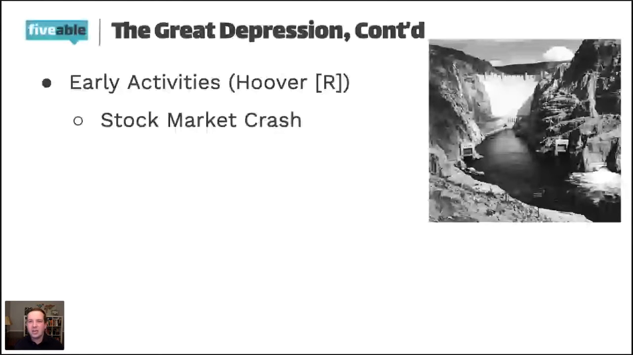Stocks go down. It's a little bit rocky for a while, but then the banks start to fail. And runs on the bank happen. This happens when you think your bank's about to fail, so you've got to get your money out before the bank fails. Because if the bank fails and goes bankrupt and you haven't gotten your money out, you get nothing.